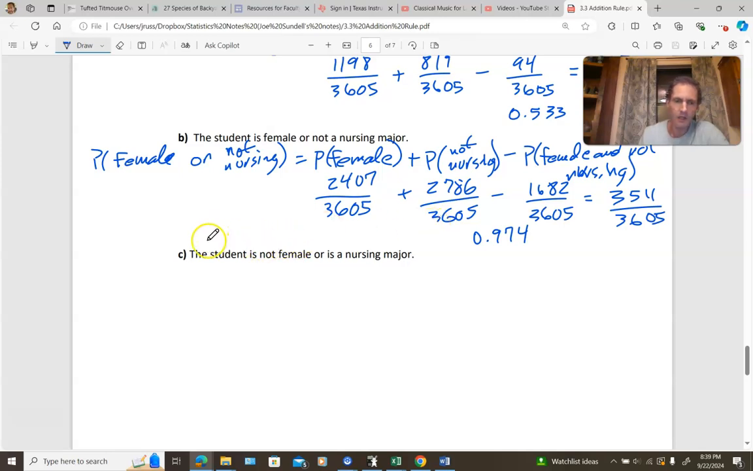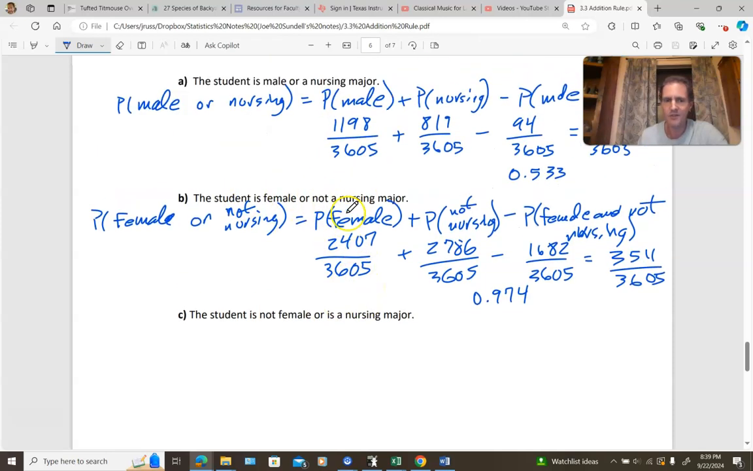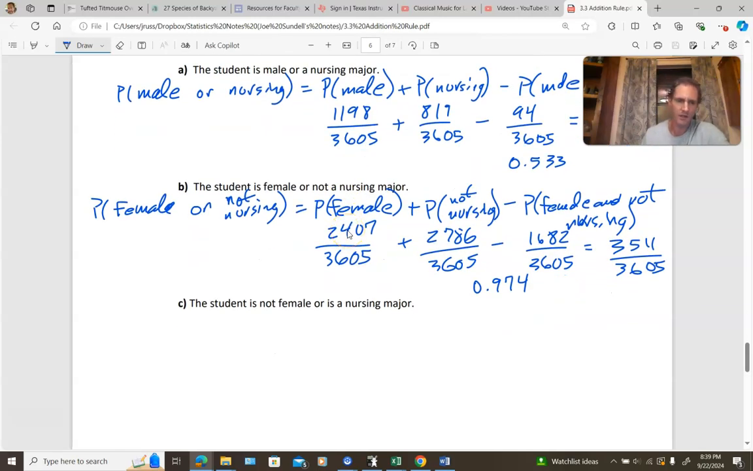Part C, probability that the student is not female or is a nursing major. This one's really just kind of the reverse of this previous one. Well, yeah, I think maybe we'll just skip it, guys, because it's really just the same as this one. And we've got a bunch of examples in this section, probably more examples than you'll actually have homework questions. All right, so let's do one last one.